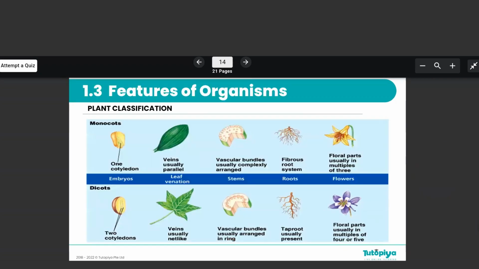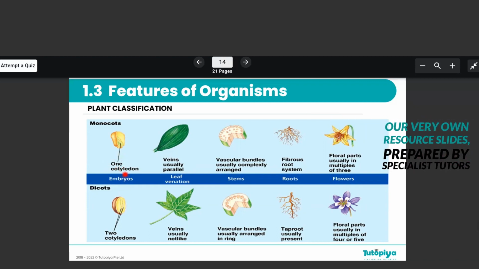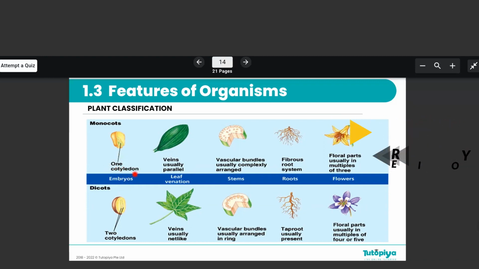Now, as the name suggests, the distinctive difference between the monocots and the dicots is the fact that the monocots have one cotyledon within their seed, whereas the dicots have two cotyledons within their seed. But in addition to this key difference, there are also many other differences between the monocots and the dicots. So let's go through these differences.